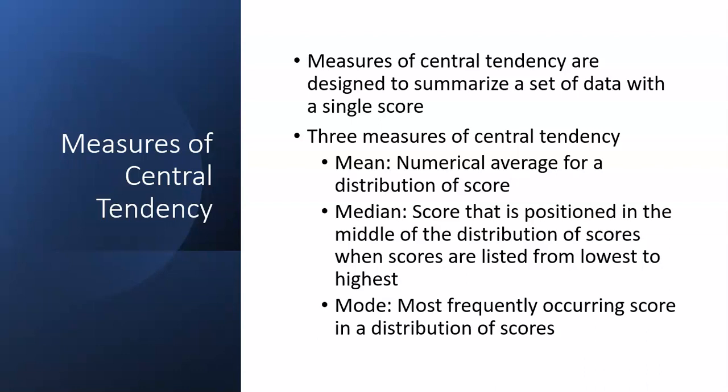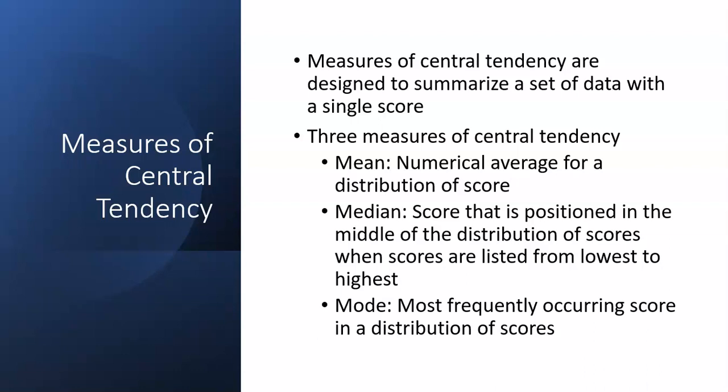Now we use these measures in different contexts. Most of the time we're going to use the mean because it's the most commonly used in other kinds of statistical procedures. It also has the advantage of taking into consideration every single score in the distribution, whereas the median only takes into consideration one score and its relative position related to the other scores. And the mode only takes into consideration those most common scores. It doesn't take into consideration anything else, any of the other scores in that distribution.